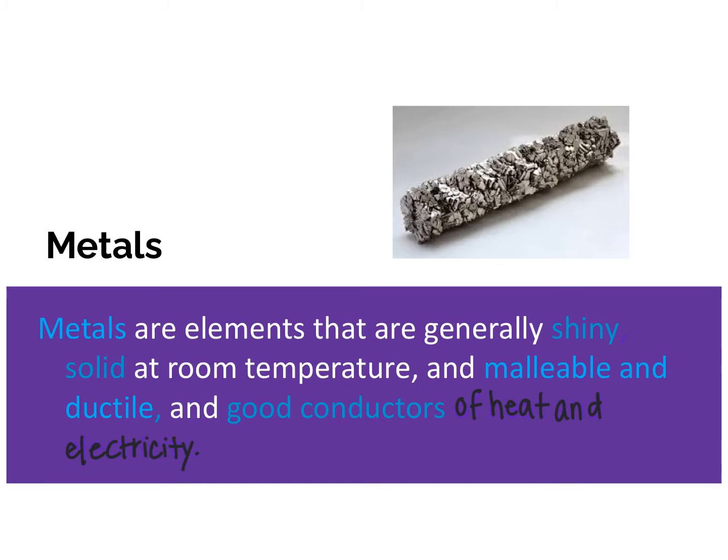So metals are elements that are generally shiny, or we can also call this luster. They are solid, mostly at room temperature, and malleable, which is shapeable, and ductile, which could also mean stretchy, like you can stretch and shape them, and they are good conductors of heat and electricity. Another way we can think of conductors is transporters. So they're really good transporters of heat and electricity. That's why we usually use metal to line wires to transfer electricity.